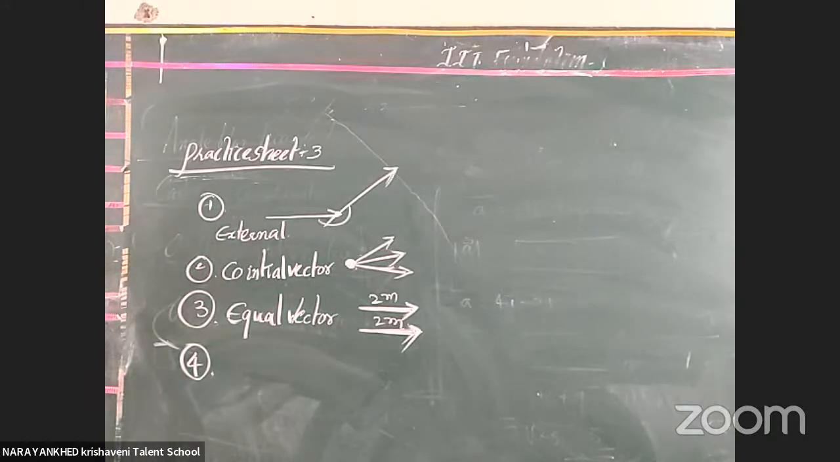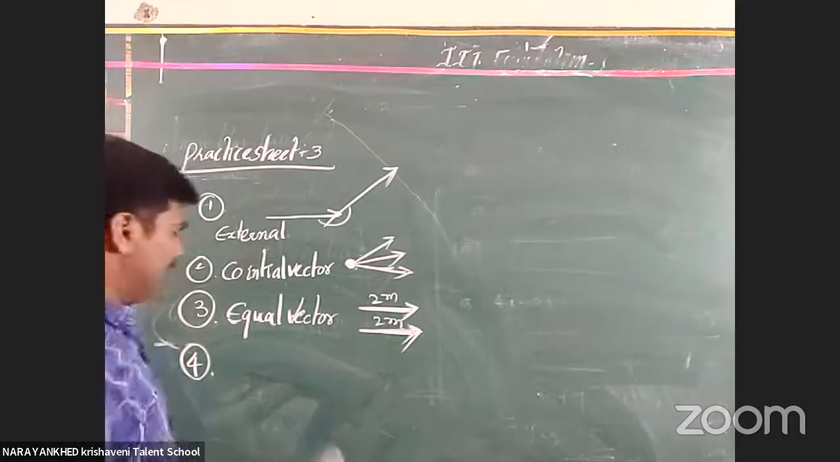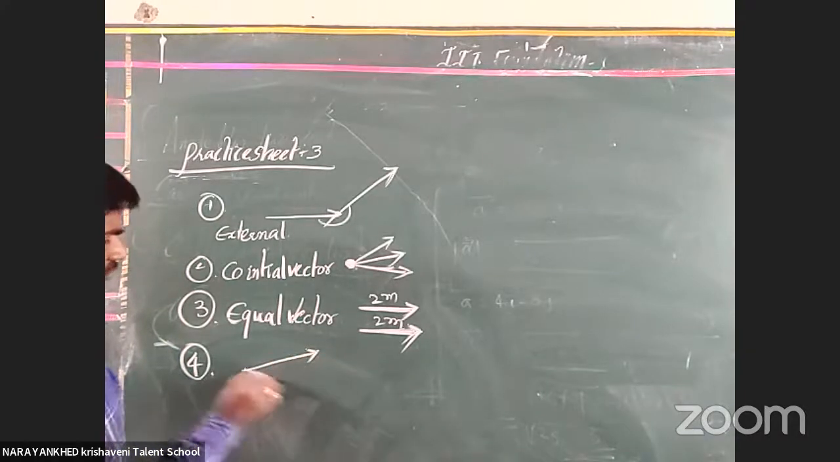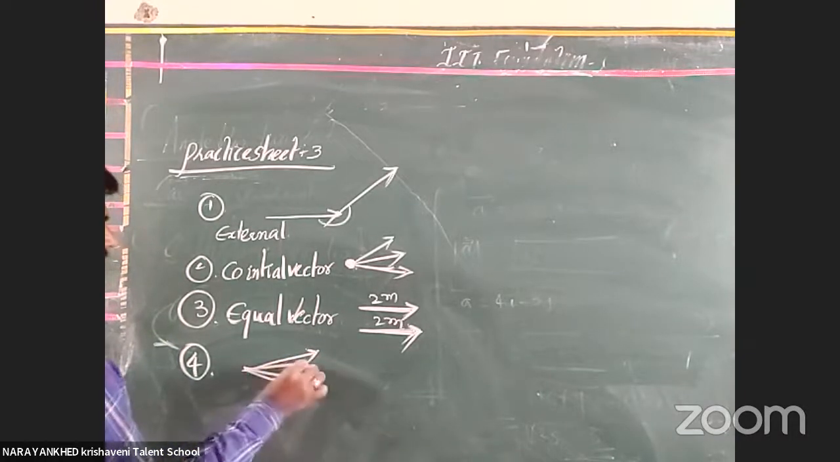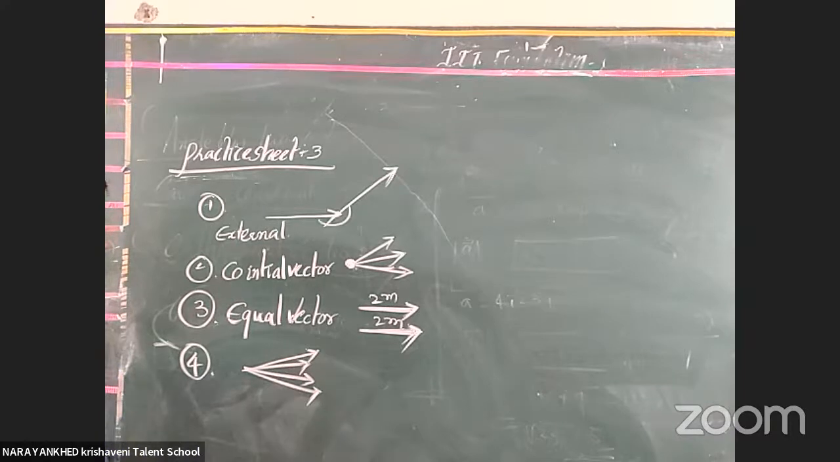Fourth one: define co-current vectors, unit vector and null vector. You know very well, the co-current vectors are those whose initial points start from the same point. These vectors are called co-initial vectors. Got it? And next, the fifth point is about unit vectors.